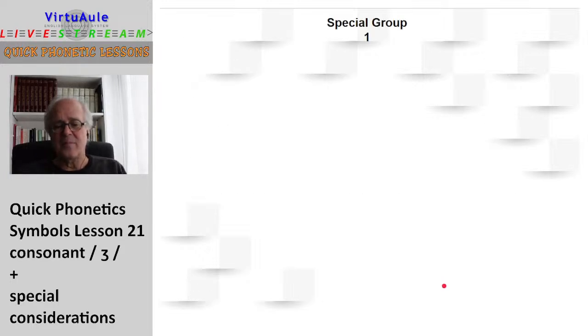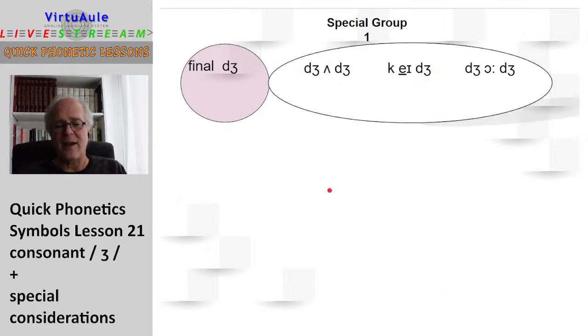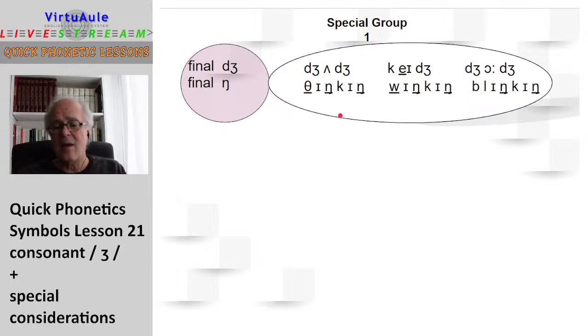Now, let's look at some special groups, okay? First, that j sound, the final j, is very important that it's a clean sound, okay? Like judge, cage, George, okay? And the final sound is also clean, it's finished. Thinking, winking, blinking.